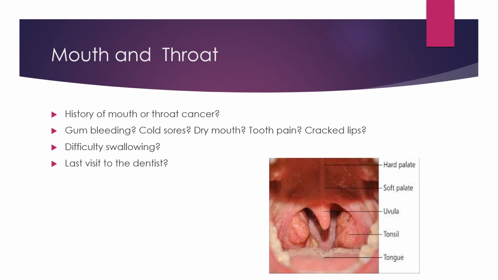In inspecting the mouth and throat, an assessment of that area, you will ask about history of mouth or throat cancer, history of bleeding gums, cold sores, dry mouth, tooth pain, cracked lips, difficulty swallowing, and their last visit to the dentist.